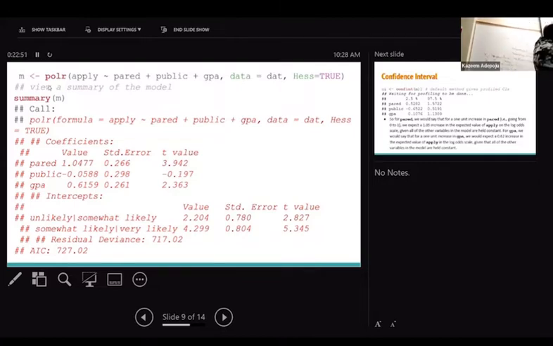Now take a look at this. Apply is the response, on parent status, on the nature of the undergraduate school, whether it's public or private, and on the current GPA.